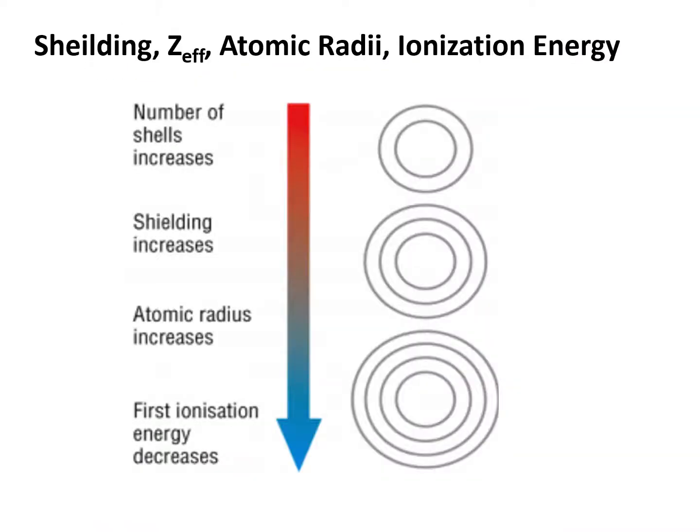Just to summarize, as the number of shells in an atom increases, the shielding of the electrons from the nucleus increases, and therefore the size of the atomic radius increases, and because of that, the first ionization energy decreases.